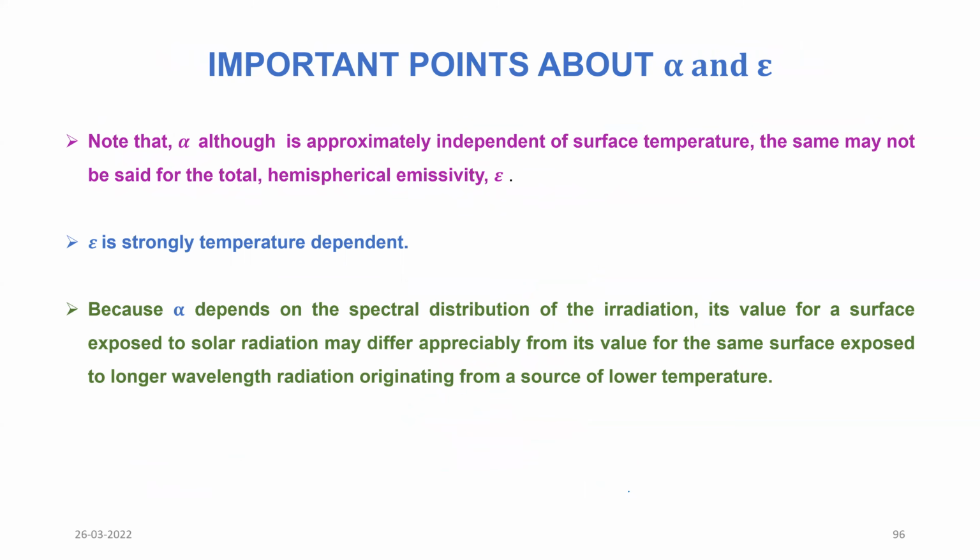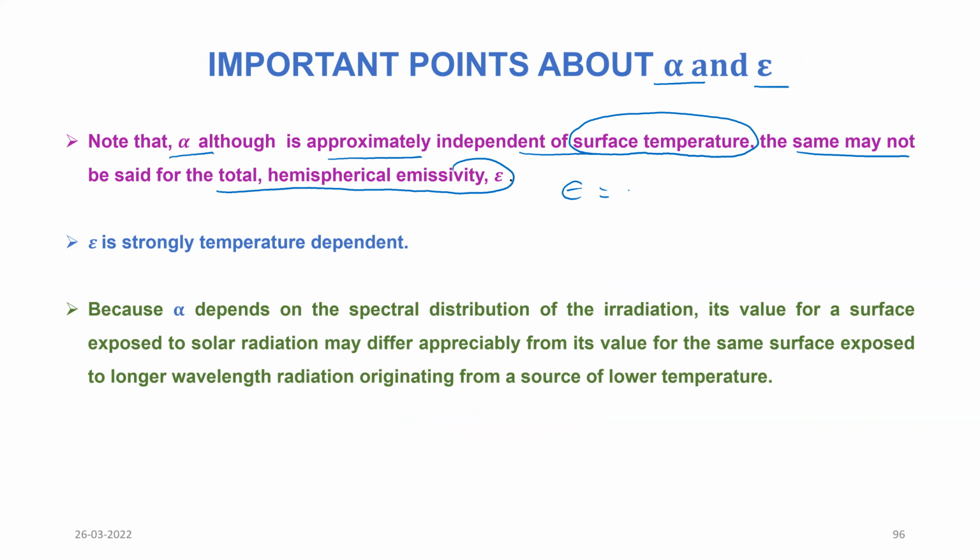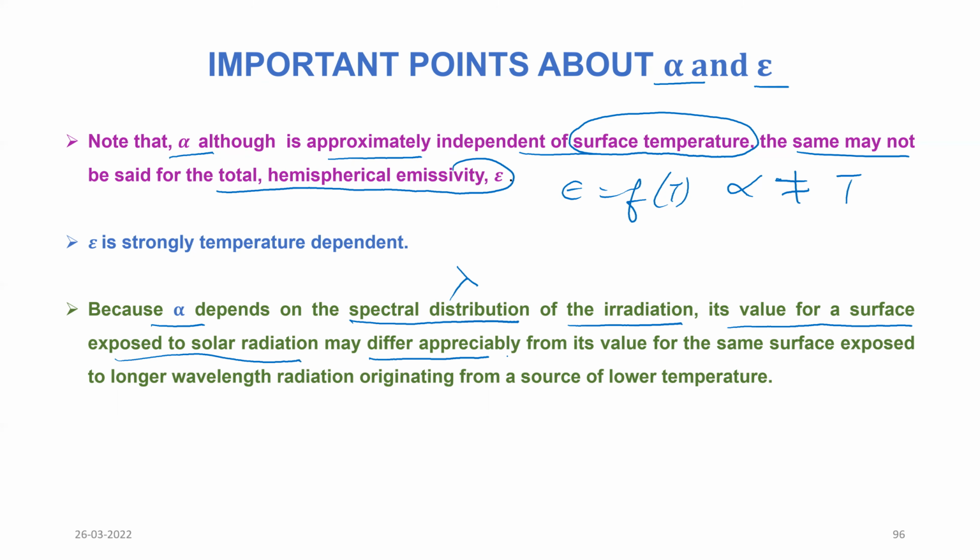Now some important points about alpha and epsilon. Note that alpha is approximately independent of the surface temperature. The same may not be true for total hemispherical emissivity. So emissivity is a function of temperature, whereas alpha is not a function of temperature. Because alpha depends upon the spectral distribution, meaning the value of lambda of irradiation, the value for the surface exposed to solar radiation may differ appreciably from its value for the same surface exposed to the longer wavelength radiation originating from a source of lower temperature.